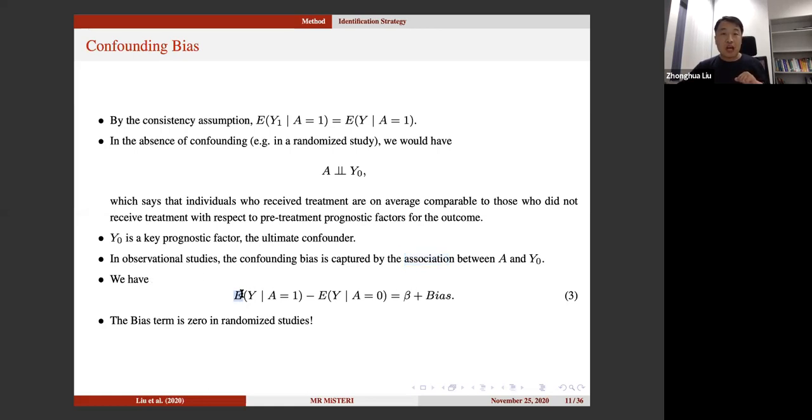The difference between the average observed outcome Y among treated people and the average outcome among untreated people is equal to beta, the causal effect, plus bias. In a randomized study, where people are randomized to get treatment or not, this bias is 0. In an observational study, when we have confounding, this bias is non-zero. So our work is trying to tease these two apart.